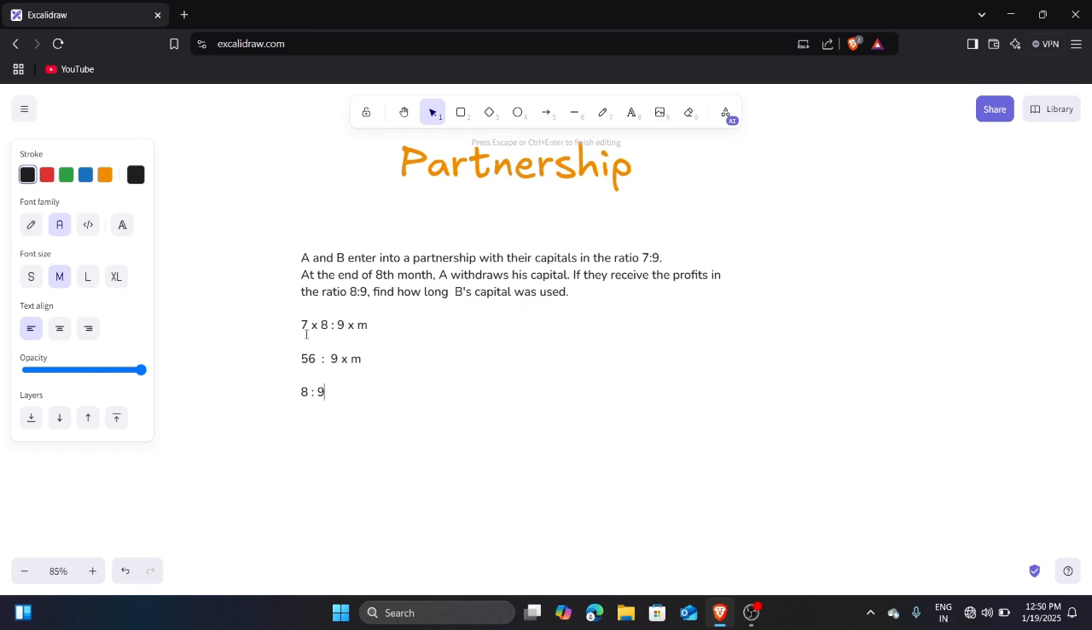time and capital. This is time and this is capital. This is 8 months time, and 7 is the capital. So you multiply time and capital here also, then you simplify them by dividing by the same number. If on this side you divide by 7, then only it comes to 8. Here also, if you divide by 7, then only it comes to 9, because it is the rule in a ratio that you have to divide with the same number only.